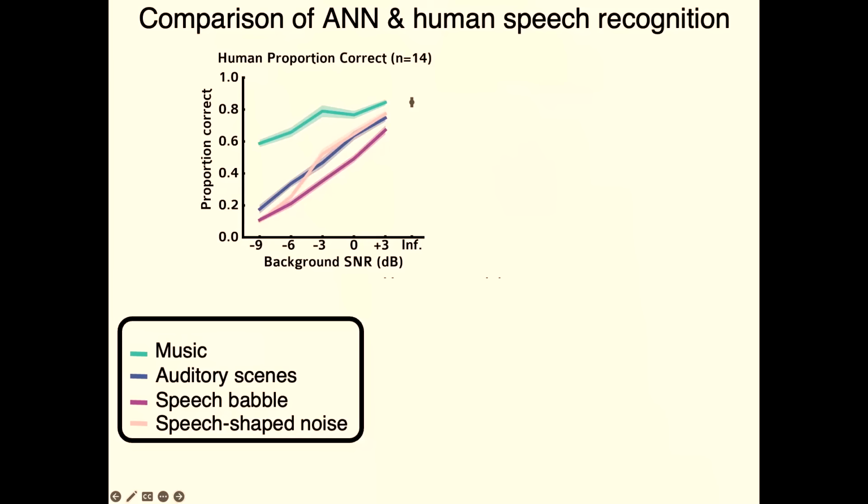But you can see that in this experiment, there were 4 different types of background noise. The green one is music, for instance. The purple one is what's called speech babble. That's like crowd noise. And you can see that some types of noise are much easier for humans to recognize speech in than other types of noise. So that's just what people do.